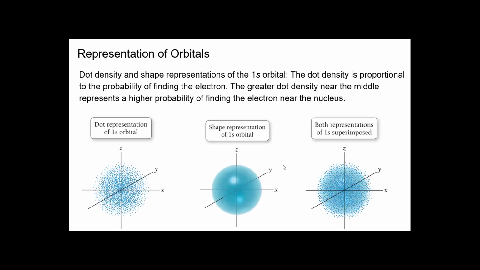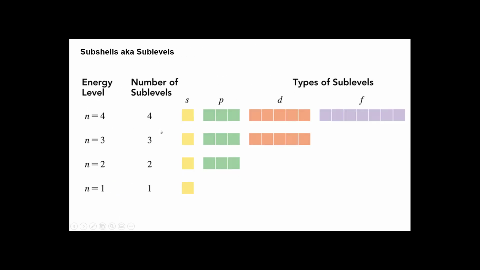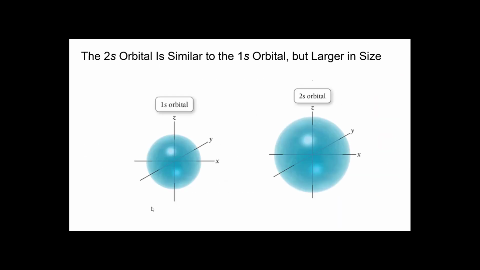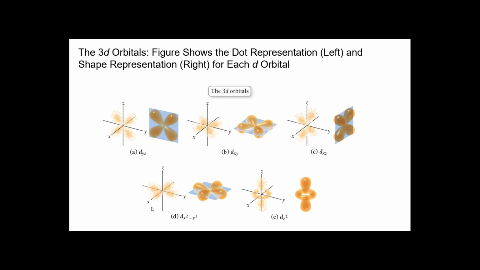So if we go back here, the trend is all of these can only hold 2. 2, 4, 6, 8, 10, 12, 14, 16, 18, 20, 22, 24, 26, 28, 30, 32. So n equals 4 can only hold 32 electrons. N equals 1 can only hold 2 electrons. N equals 2 can hold 2, 4, 6, 8 electrons, and so forth. So hopefully you're getting the idea that regardless of what subshell or level, each orbital can only hold 2 electrons.